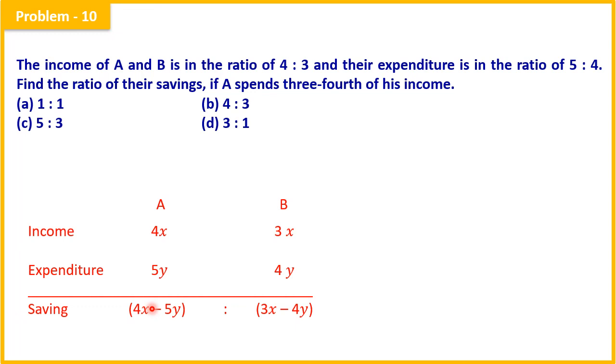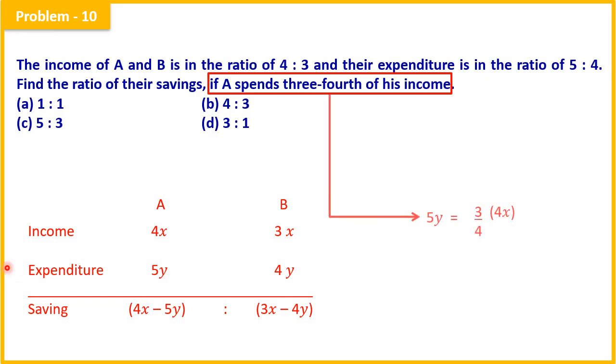It is asked in the question to find out the ratio of their saving, means this. To further solve this question, there is one clue given in the problem, and that clue is this. A spends 3/4 of his income. So we can write this as spending of A, that is 5y, equal to 3/4 of his income, that is 4x. From this we can find out what is the ratio of x and y. So the ratio of x upon y is 5 is to 3. Now in this particular expression we can substitute x as 5 and y as 3 and we can determine the ratio of their savings. Substituting x as 5 and y as 3, the ratio of saving comes out to be option C, 5 is to 3.